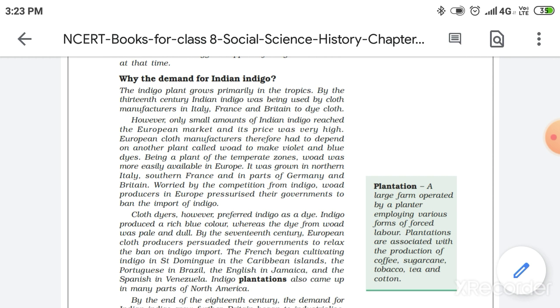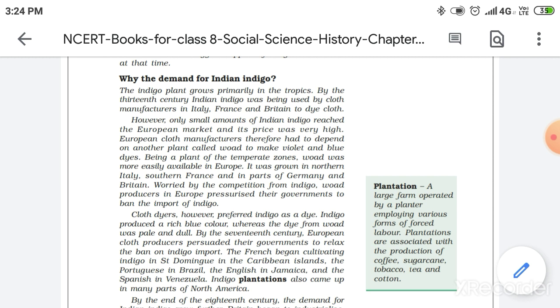Now European countries started to cultivate indigo in other parts of the world. So France started cultivation of indigo in Saint Domingue in the Caribbean islands. And as India was part of the British colony, in the same way the Caribbean was also part of the French colony. So in the Caribbean islands, cultivation of indigo started. Portuguese in Brazil, English in Jamaica, Spanish in Venezuela. Spanish means the person who belongs to Spain. North America as well started the cultivation of indigo.